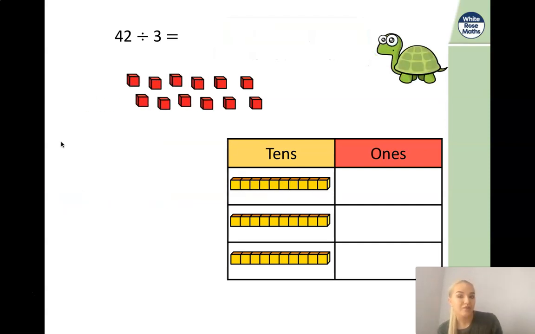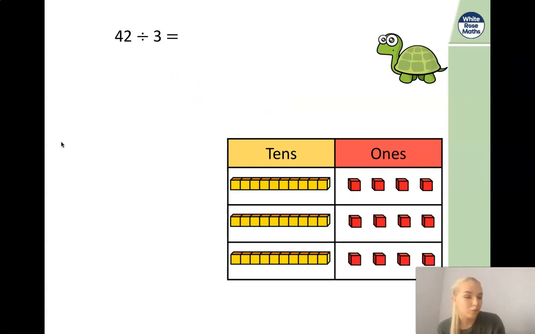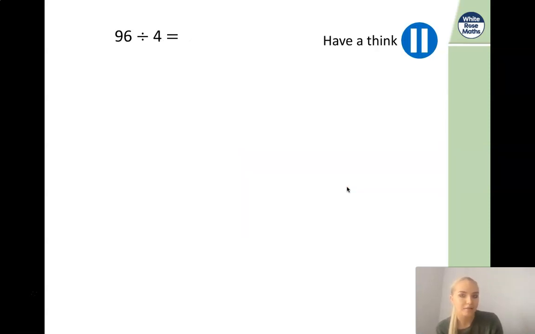So here now we have got 12 ones, and we need to put all these ones in our boxes. We need to make sure they're equal though. So we're going to start by putting our ones in until all of them are gone. So now we can see that in each of our rows we have 1 ten and 4 ones, which is the same as 14. So remember, if we have any tens left over, we can exchange them for ones exactly how we did with multiplication. Well done. What I would like you to do is pause the video here and have a think. How would you do this one? Pause the video and have a go, please.